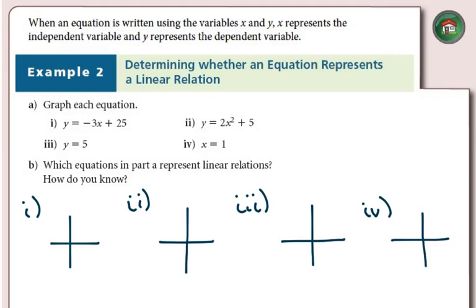So now we actually don't have a table. We don't have ordered pairs. We don't have the graph pre-made for us. What we have are a set of equations. To tell whether or not a relation is linear based on an equation, we need to look at the graph.